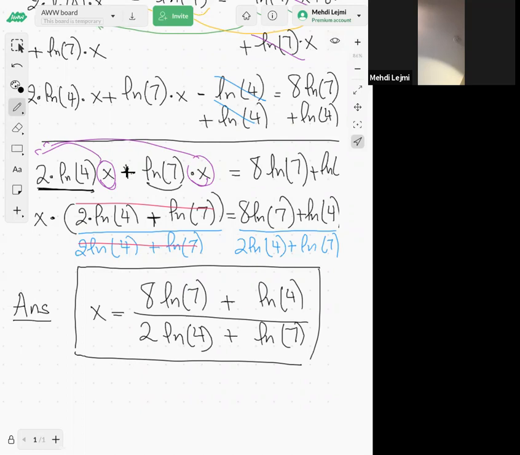Any question, guys? You don't have to approximate your solution, okay? You don't have to use a calculator to compute the natural log of 7 or natural log of 4. So this would be a fine answer. Any question, guys?